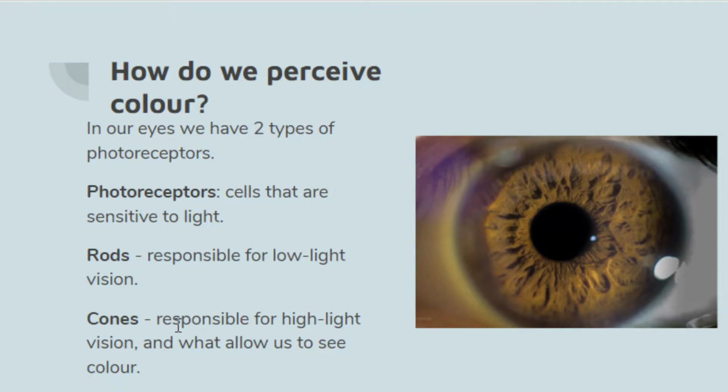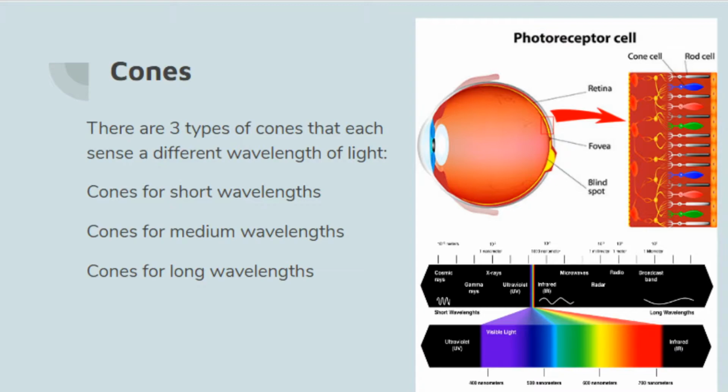Cones are responsible for high light vision, so during the day when the lights are on, when the sun's out. And it's what allows us to see color. So we're going to look at those a little bit more. There are three types of cones that each sense a different wavelength of light. It's important to note that the cones don't actually determine color themselves. They're determining wavelengths, like we talked about previously.